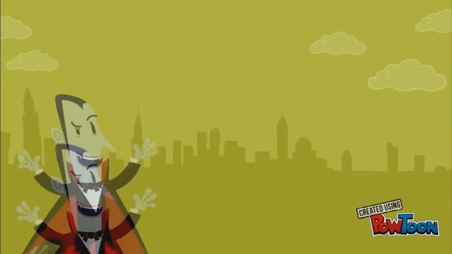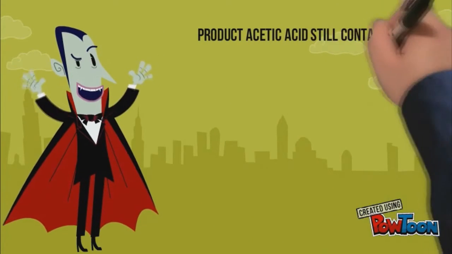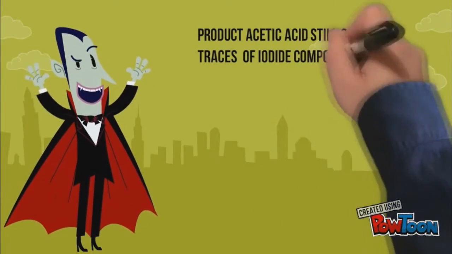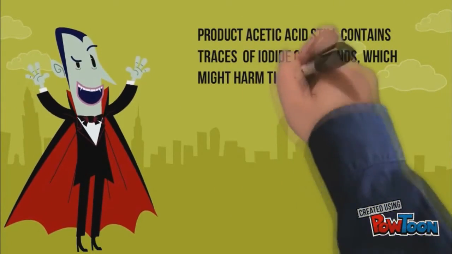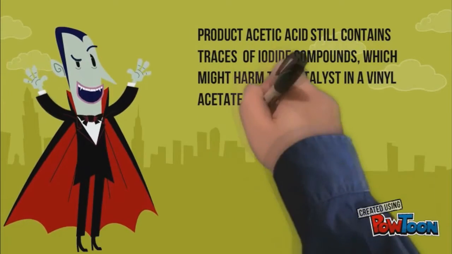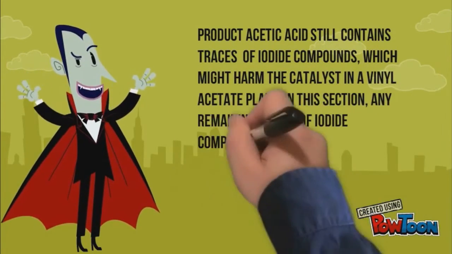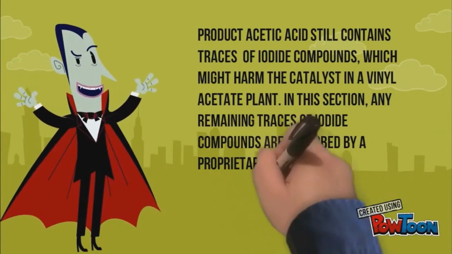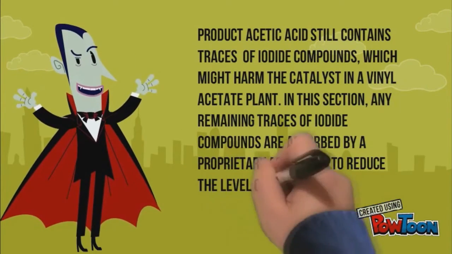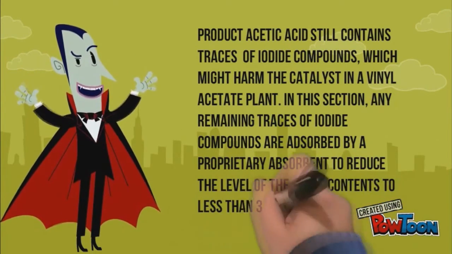Iodide removal unit. Product acetic acid still contains traces of iodide compounds which might harm the catalyst in a vinyl acetate plant. In this section, any remaining traces of iodide compounds are absorbed by a proprietary absorbent to reduce the level of the iodide contents to less than 3 ppb.